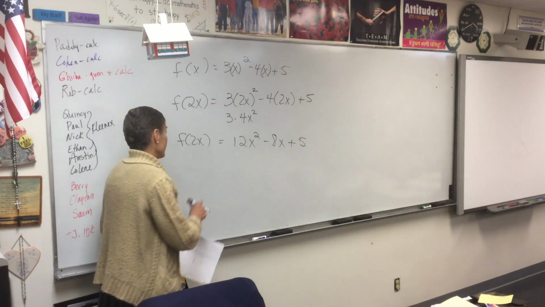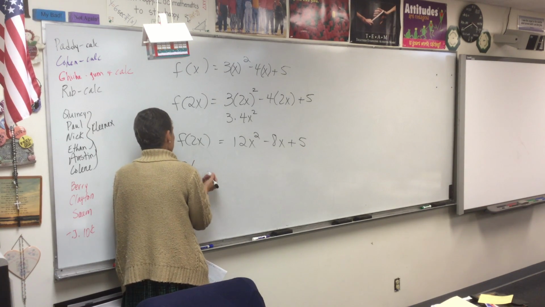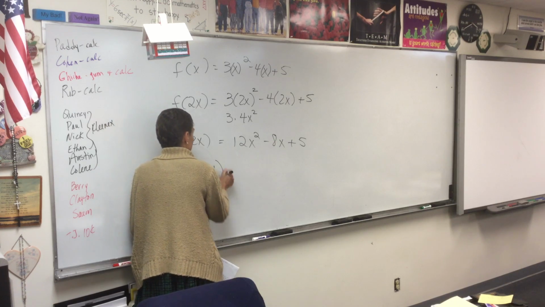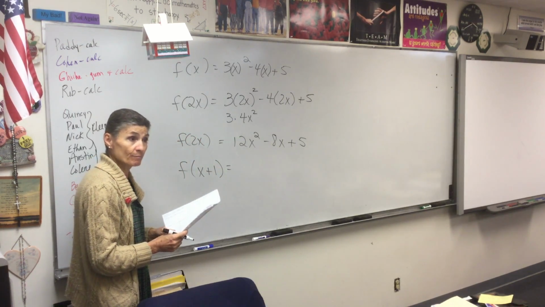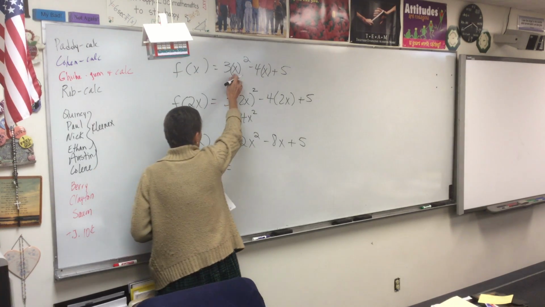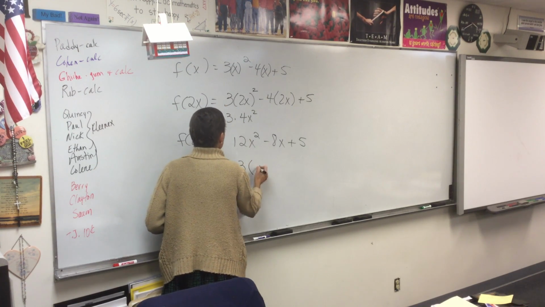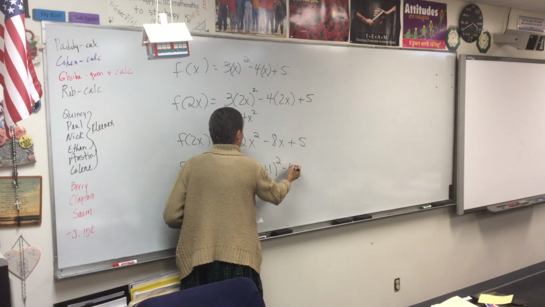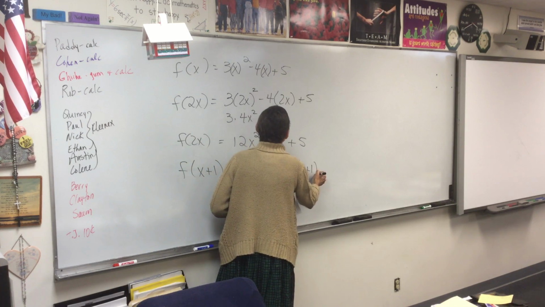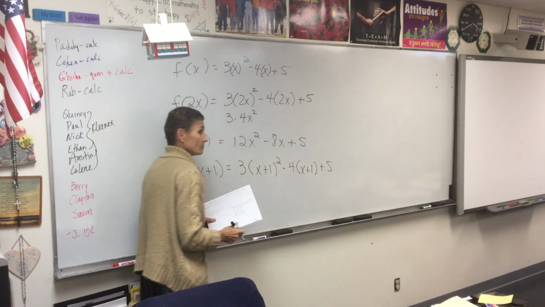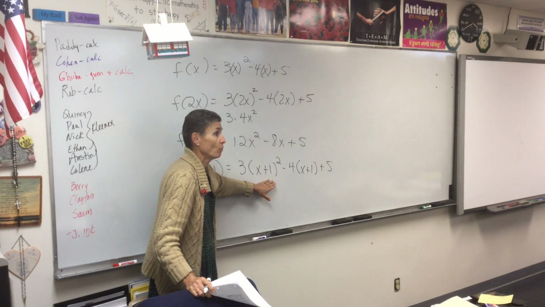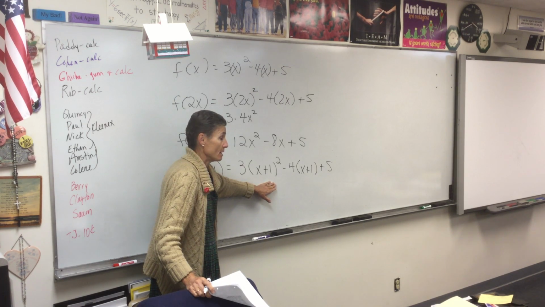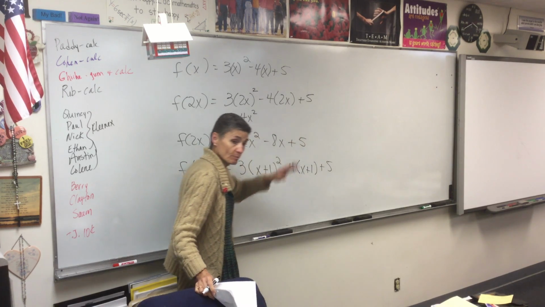All right, now a little bit of caution. If you've been asked to find this, well, we're going to plug it in, right? But when we plug it back into the original, it would be 3x plus 1 squared minus 4x plus 1 plus 5. Now when you simplify, what are you going to do here? FOIL. You're going to FOIL it out. And then distribute and collect like terms, and you'd be all set.